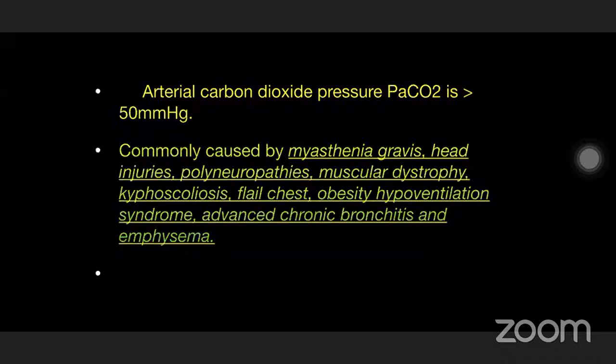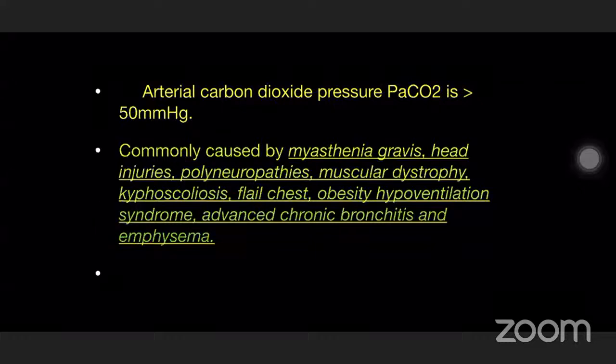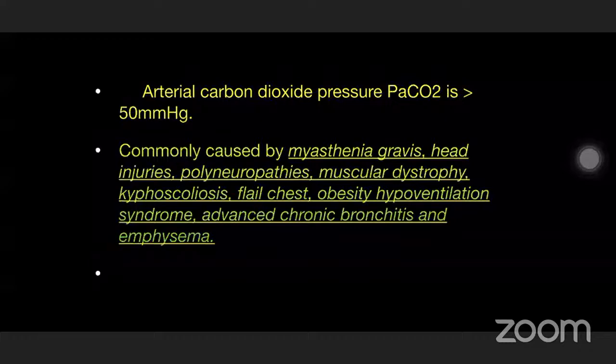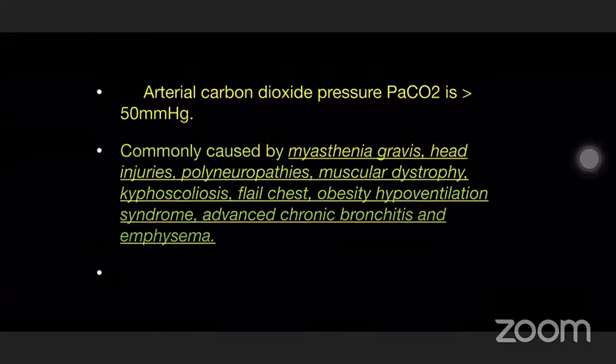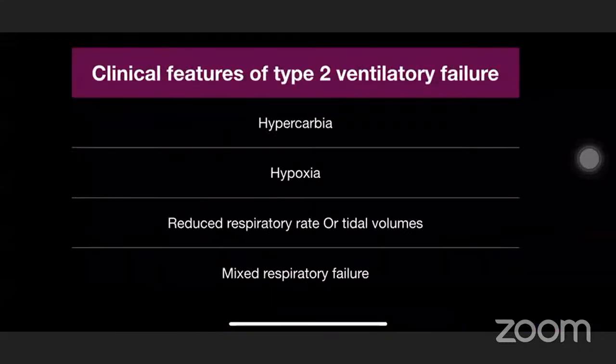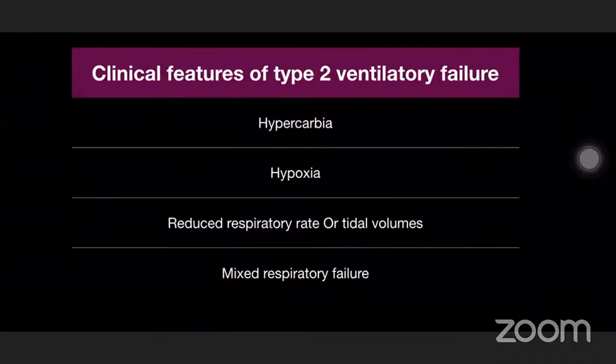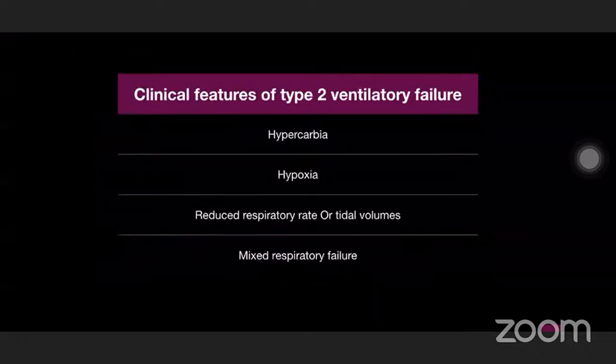It is commonly caused by myasthenia gravis, head injuries, polyneuropathies, muscular dystrophy, kyphoscoliosis, flail chest, obesity, hyperventilation syndrome, advanced chronic bronchitis, and emphysema. Common clinical features typically seen in type 2 respiratory failure are hypercarbia, that is buildup of CO2 in the bloodstream, hypoxia, reduced respiratory rate or tidal volume, and mixed respiratory failure.